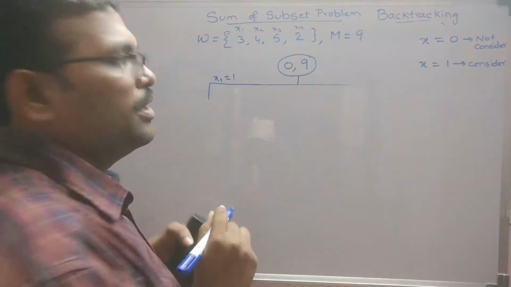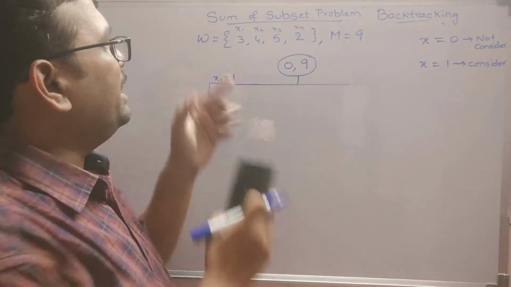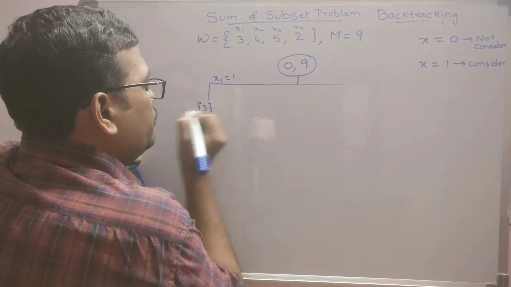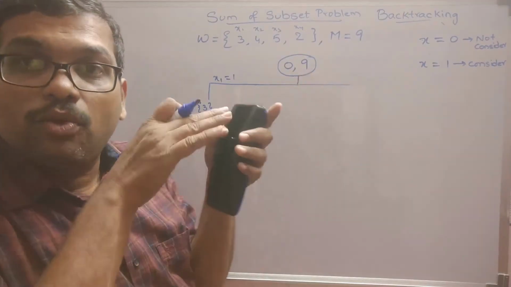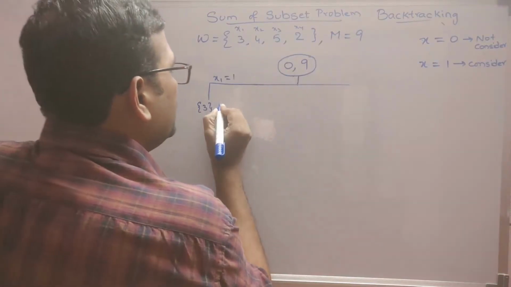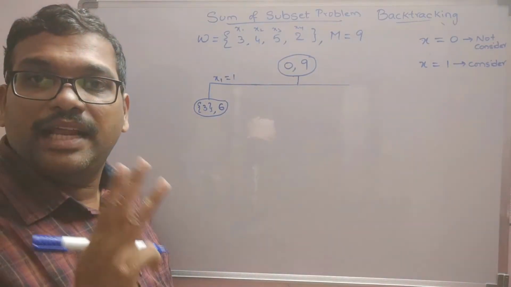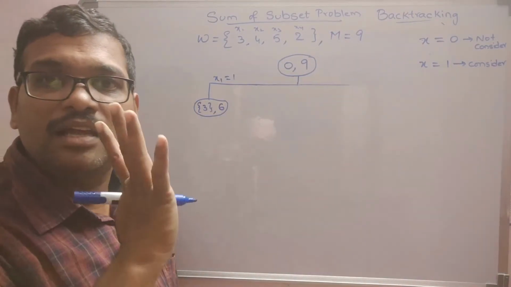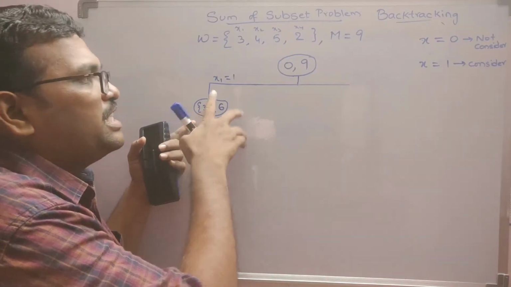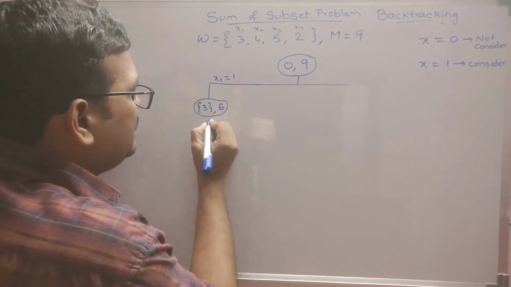x1 is equal to 1, so we are considering it. What is the first element? 3. So 3 will be added into the subset, and from the sum we need to reduce the weight. What is the weight? 3. So 9 minus 3 is 6. So we are considering two arguments: one is the subset, the other is the weight. Now check whether the sum of the subset is equal to 9. No, so we can further consider.